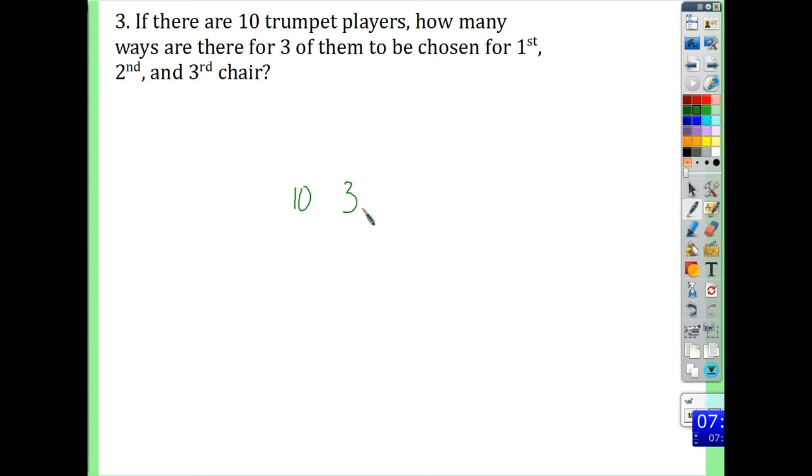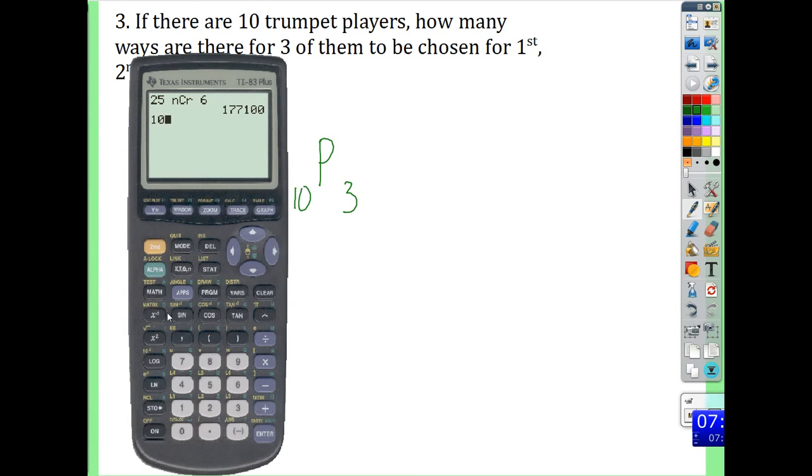Okay. So what do we use? Permutations or combinations? Permutations, that's when order is important. 10P3, there we go, 720.